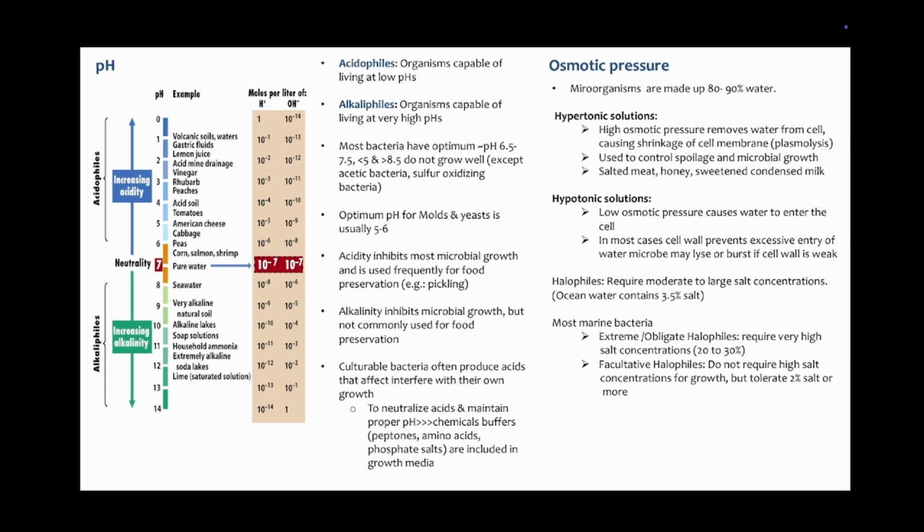Then next, we'll look at osmotic pressure. So for pH, just remember, for molds and yeast it is acidic. Acidity is also important for food preservation. Then just two categories, acidophiles and alkaliphiles, and the neutral is usually between 6.5 to 7.5.